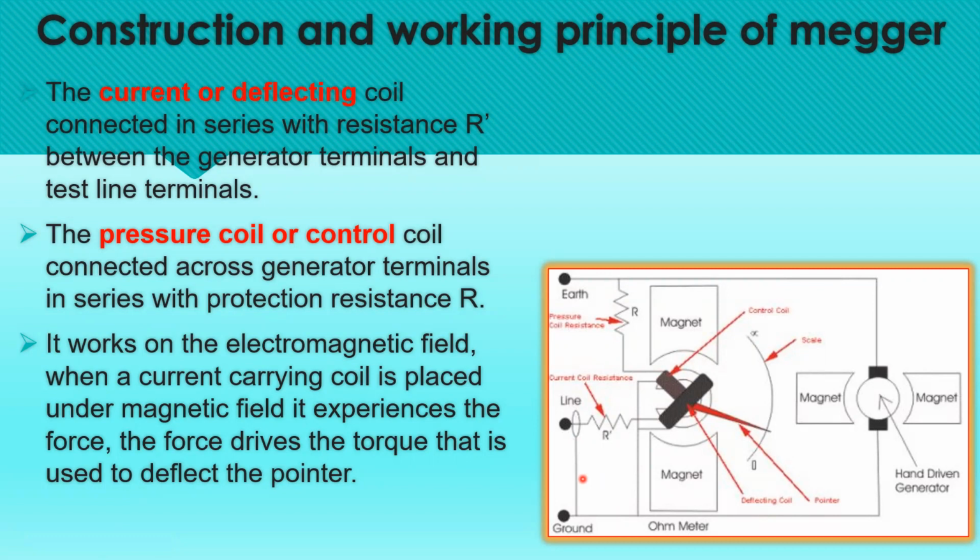Now the construction and working principle of the Megger. What are the parts present in the Megger? A DC generator is present between permanent magnets, and a hand-driven instrument is used to drive the DC generator. The armature is going to produce the voltage. There will be a clutch. The clutch is used to give a predetermined value of speed. The clutch is going to give a constant speed.